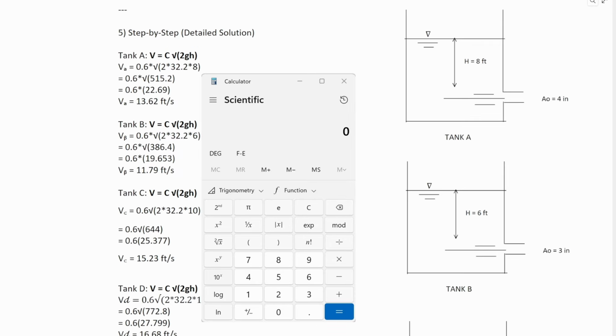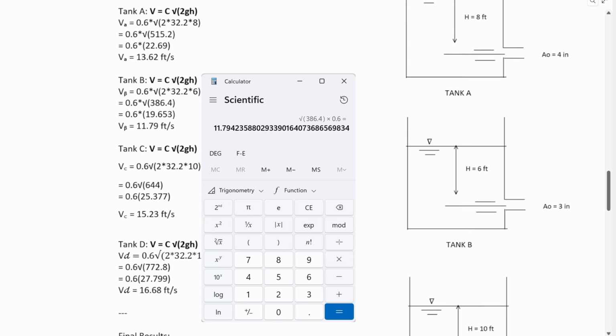Now that we got tank A velocity, let's find out the velocity of tank B. So 2GH, 2 times 32.2 times H, and for tank B the height is 6 feet. So times 6. Now the root of 2GH is 19.65. That multiplied by 0.6 is 11.79 feet per second. That is the velocity of tank B.